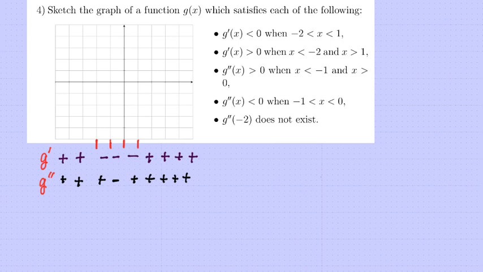So I need to be increasing and concave up until -2. Then I've got to start decreasing while remaining concave up. Then I've got to switch and be concave down. Then I've got to switch and be concave up again. And then I'm good. So something like that.